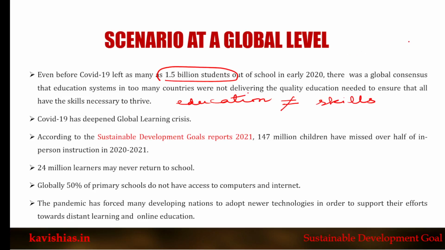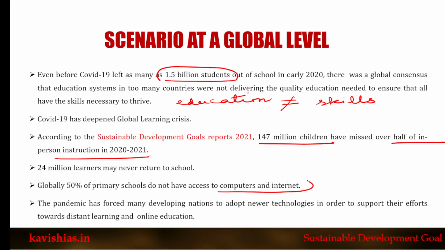According to the Sustainable Development Goals Report 2021, almost 147 million children have missed over half of in-person instruction in 2020 to 2021, which means they could not get face to face kind of education. 24 million learners may never return to school, and globally, almost 50% of primary schools do not have access to computers and internet.